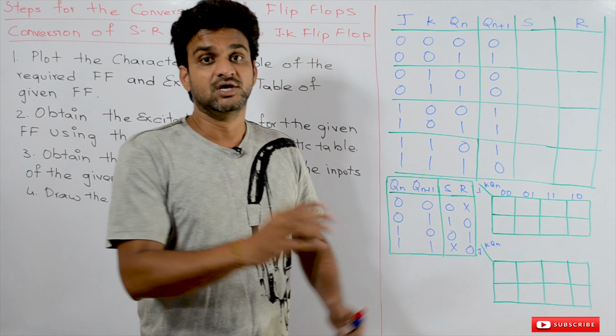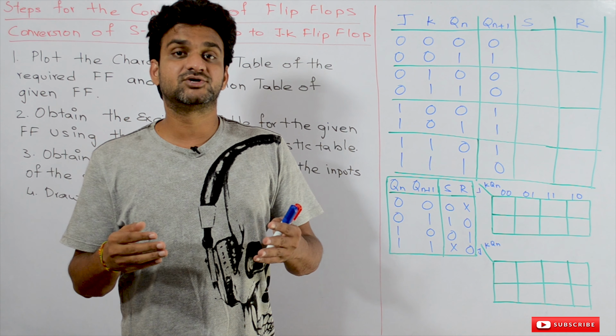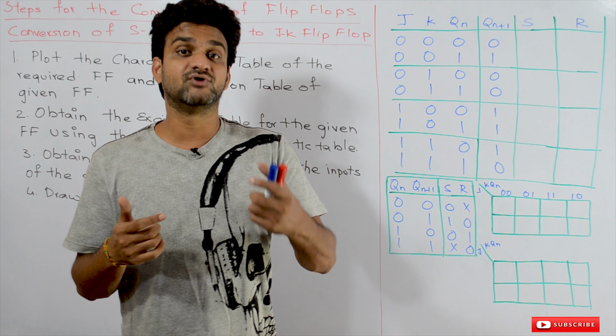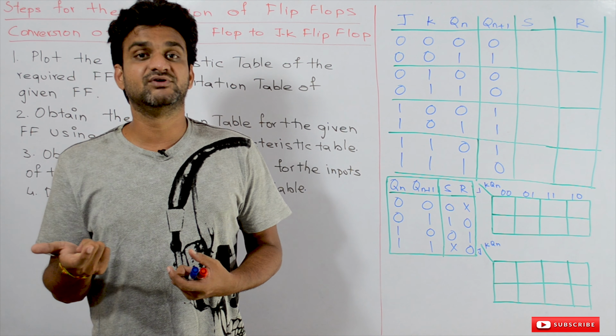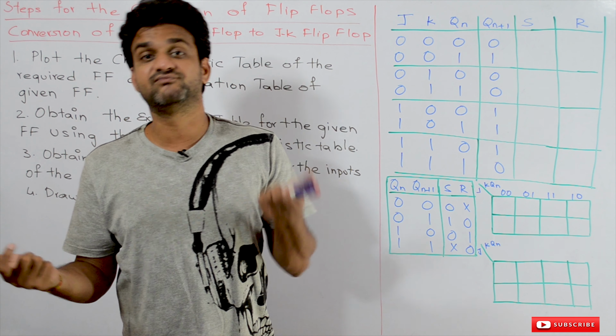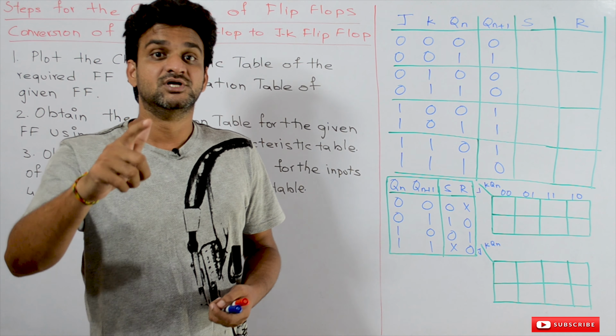Why we need to convert a given flip-flop into another flip-flop is that in the market you may not be able to get all the flip-flops. If you require some other kind of flip-flop and you are provided with a different kind, the conversion from one flip-flop to another can be done. This is the same reason why the expansion of multiplexers and the expansion of decoders has to be done. So the same reason applies here.